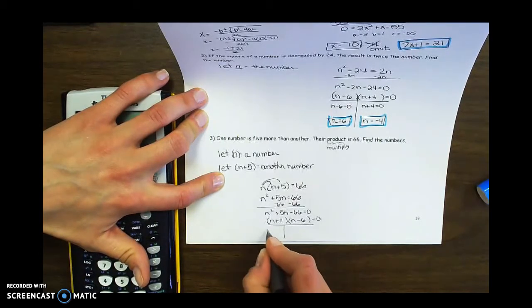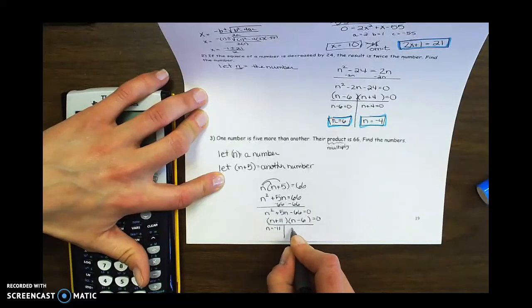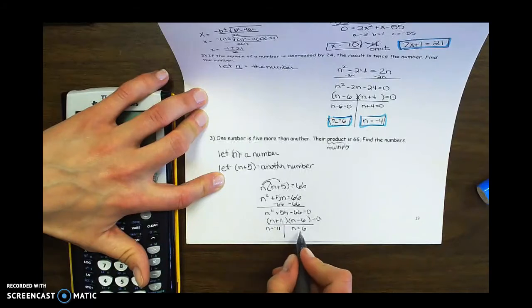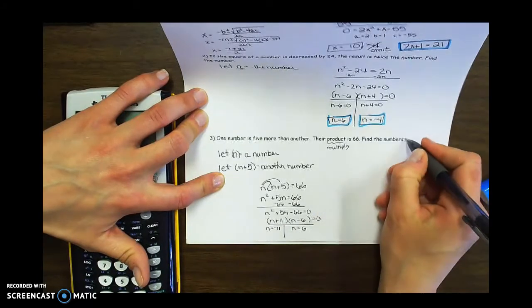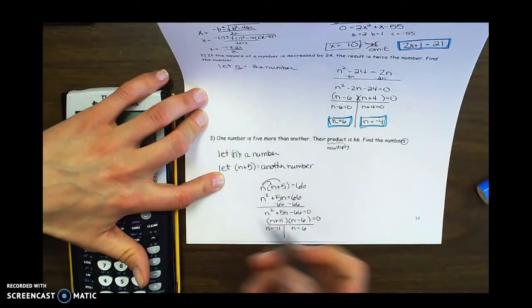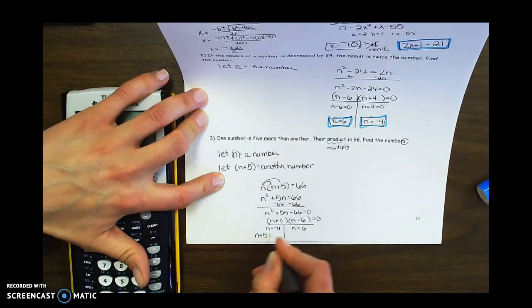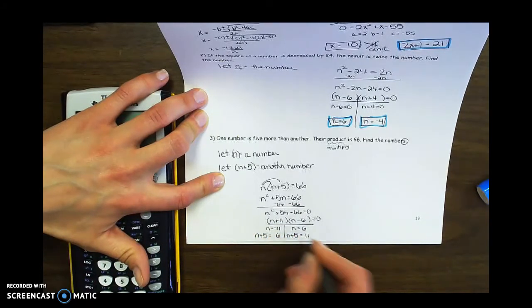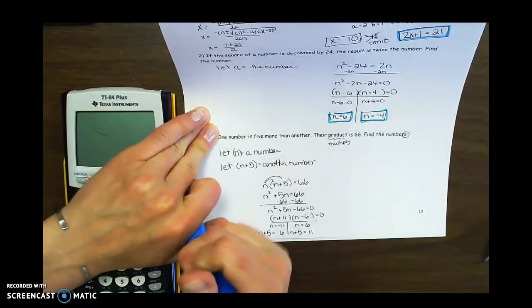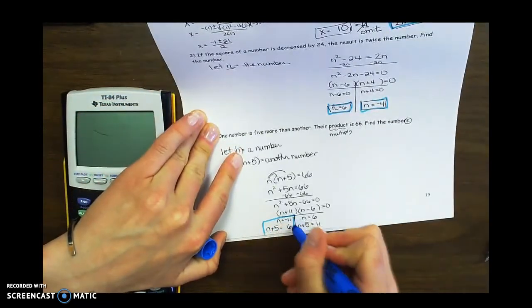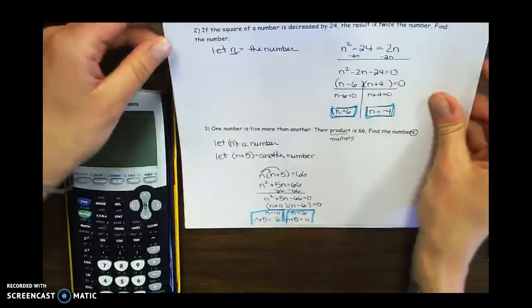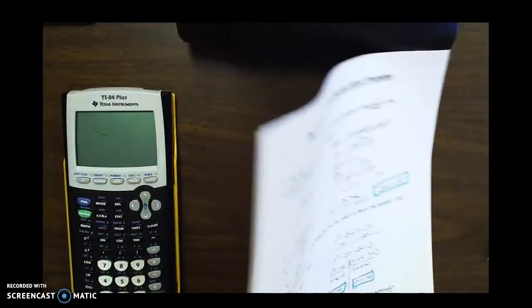We tee it up. Here we're going to get n equals negative 11, and over here we're going to get n equals 6. Now, those are the first numbers, but it says find the numbers with an s, so now we have to find the second number. So here n plus 5 is going to give us 6, and over here n plus 5 is going to give us 11. And now we found our two sets of solutions. All right, let's flip to the back and try our last question for today.